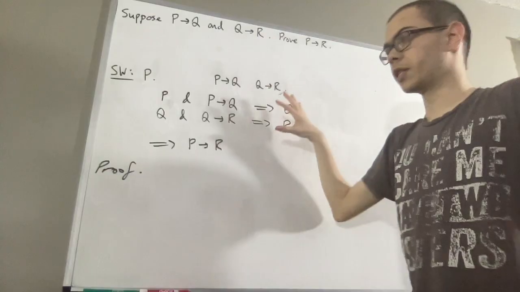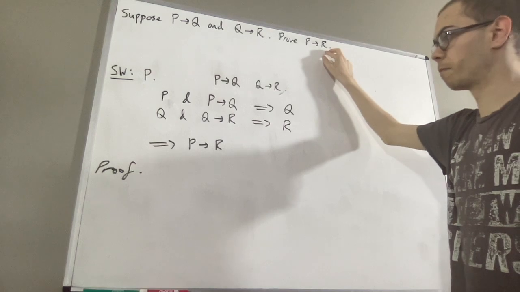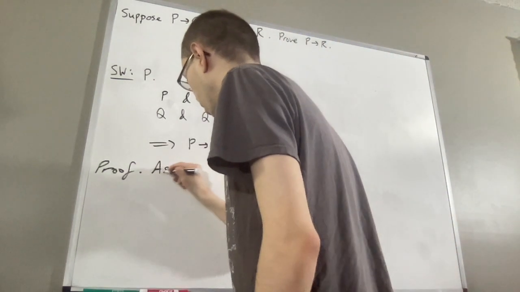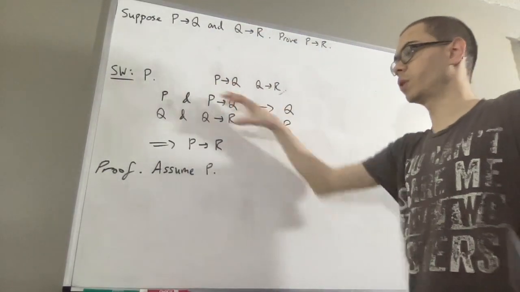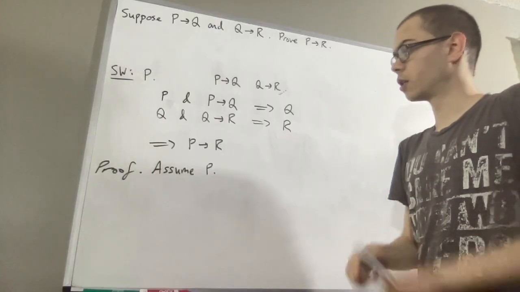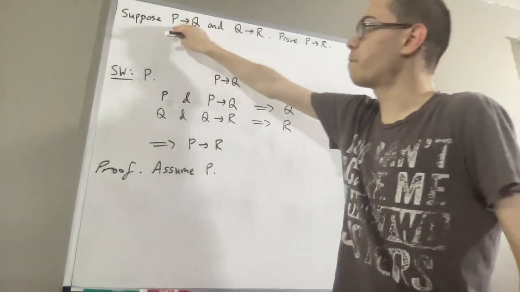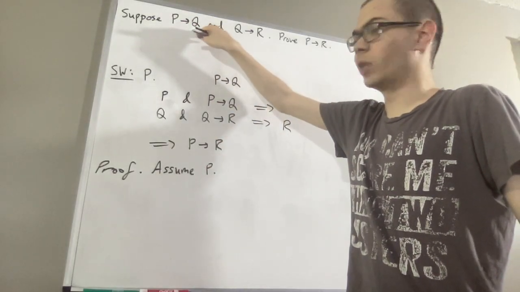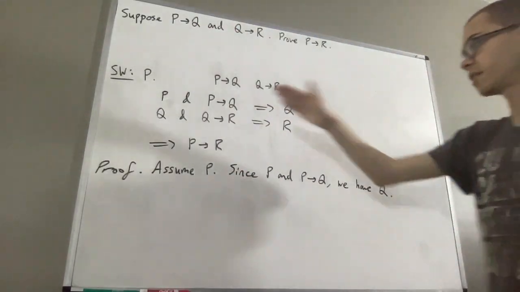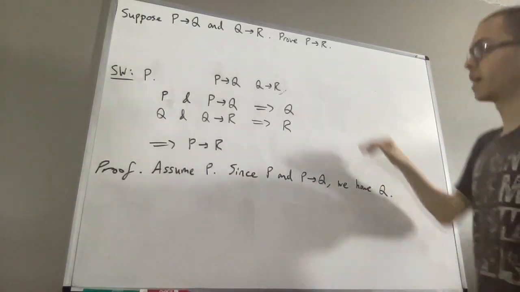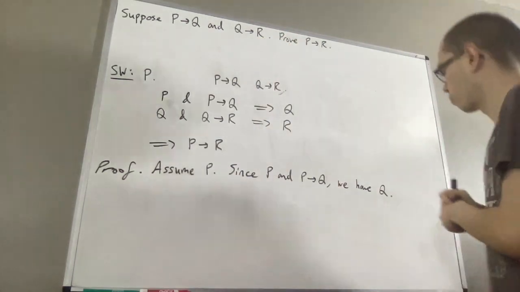The way we're going to do it is we're going to make the assumption that P is true, and we're going to logically deduce that R is true. So, we will assume P, and from here we will logically deduce that R is true, following what we did in our scratch work. Since P is true, and if P is true, then Q is true, we can conclude that Q must then be true. And then the next thing we noticed was, since Q is true, and if Q is true, then R is true, we can conclude that R is true.